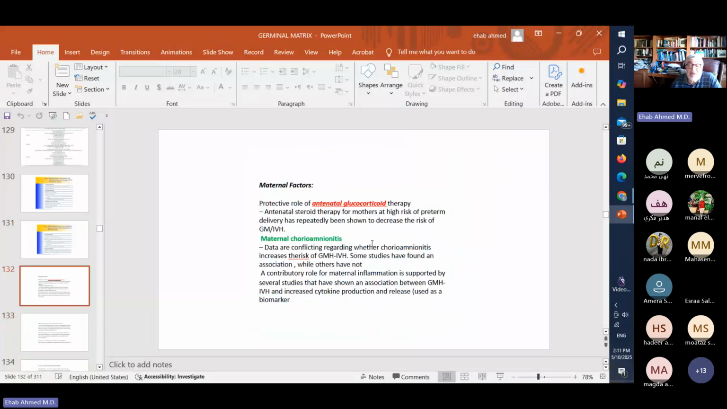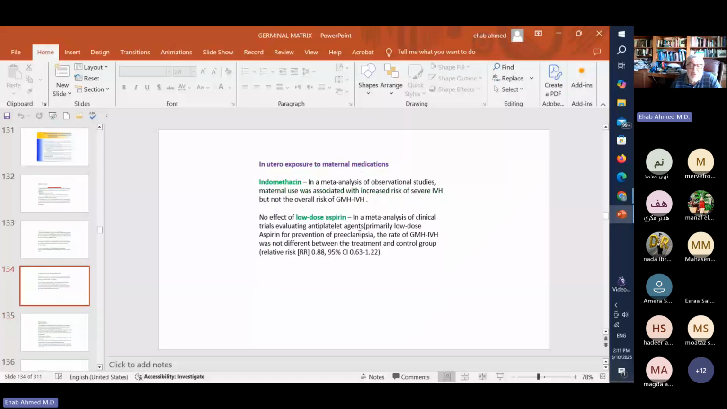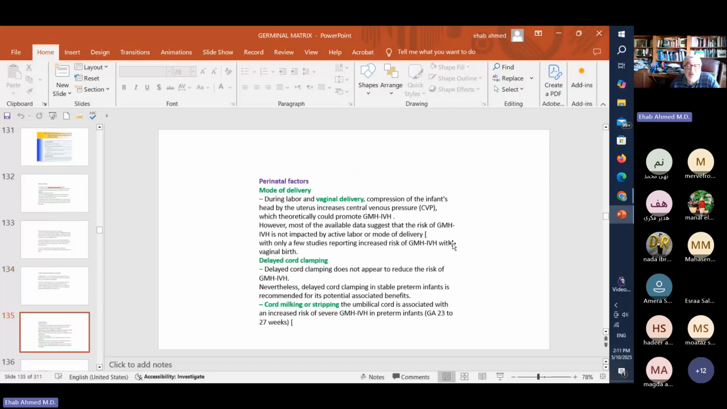so antenatal steroids, as we said, it's extremely important. Maternal chorio, we talked about that. Hypertension, medication, especially indomethacin. Be careful, indomethacin during delivery to the mother is different from indomethacin given to the baby. Be careful about that.